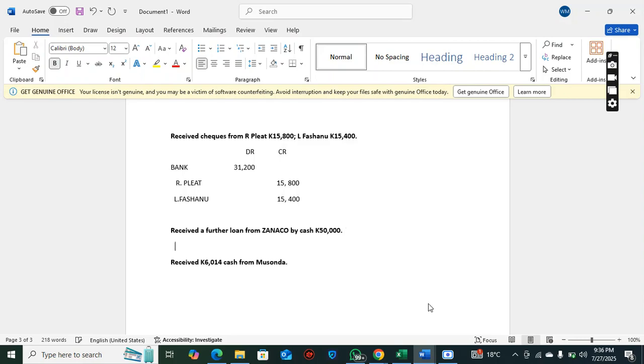Yes. So credit Zanaco and debit. Increasing a liability, you credit. We received cash. Cash is an asset. Increasing an asset, you debit. Okay. So the more transactions you do, you won't even need that diagram there. It would now be stuck in your head so that you can easily do it.